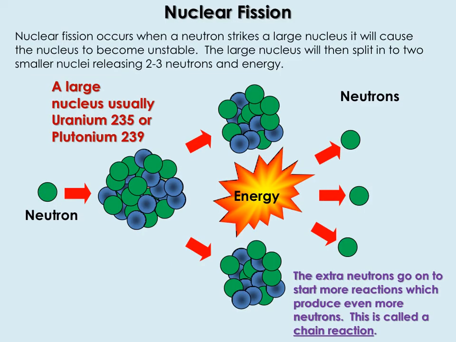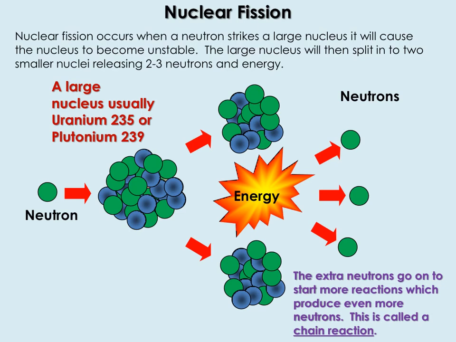We're now going to look at nuclear fission. So nuclear fission is started when a neutron strikes a large nucleus. The neutron causes a large nucleus to become unstable. The large nucleus will then split into two smaller nuclei, releasing 2 to 3 neutrons and energy. So as I've said already, to start the process you fire a neutron into a large nucleus. Nuclear reactors use uranium-235 most commonly, and sometimes plutonium-239 as their fuel sources. So in a nuclear reactor we're usually firing a neutron into either uranium-235 or plutonium-239.